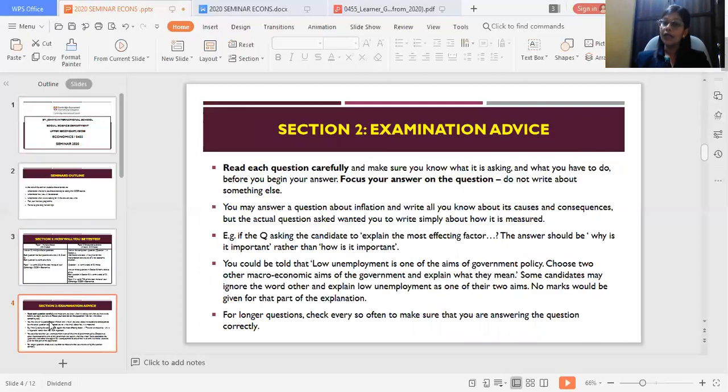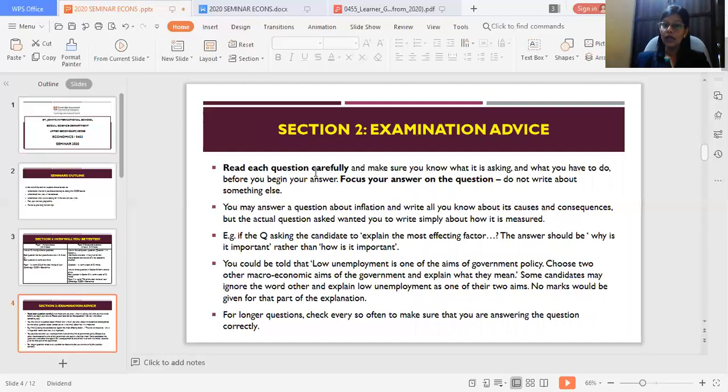Next, we are going to look into some examination advice. This is very important, because we need to really manage our time. You have to read each question carefully and make sure you know what is asking and what you have to do before you begin to answer. Some students, from my experience, get too excited if they see some easy, favorable questions, but they never read the question carefully and never know the depth of what the question is asking.